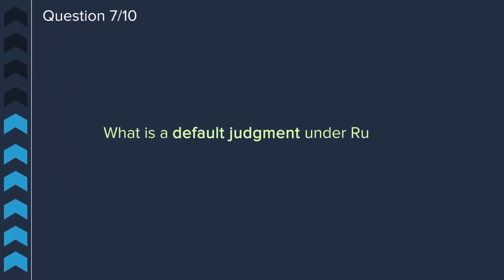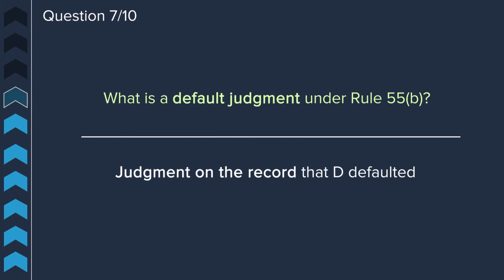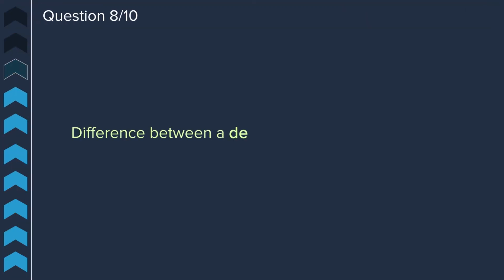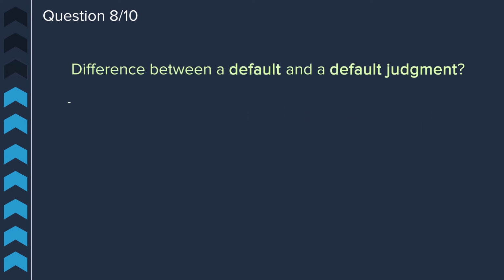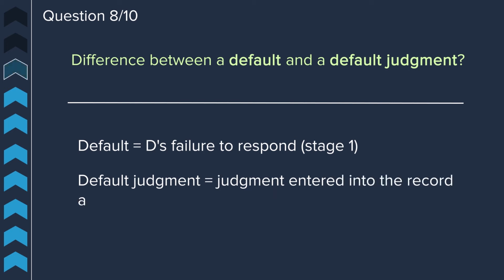Question 7. What is a default judgment under Rule 55(b)? A default judgment under Rule 55(b) is a judgment on the record that the defendant defaulted. Question 8. What is the difference between a default and a default judgment? A default is the defendant's failure to respond, which is stage 1 in the process. And a default judgment is a judgment entered into the record after the defendant has defaulted, or stage 2.